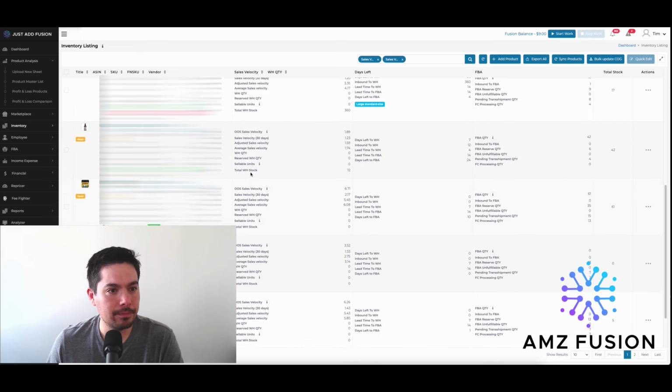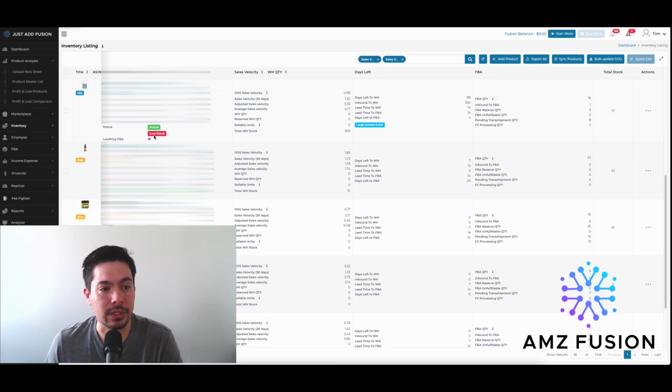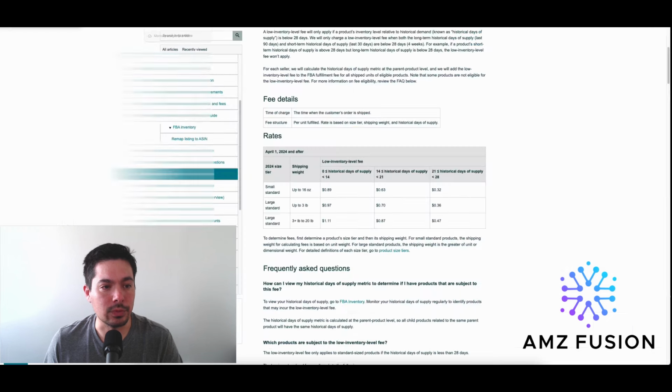Here we go. I'll have to unblur this one. This one says low stock. This is telling us that Amazon is going to charge us for every single unit sold of this product because we do not have enough inventory in stock. Therefore, we would be charged this low inventory fee.